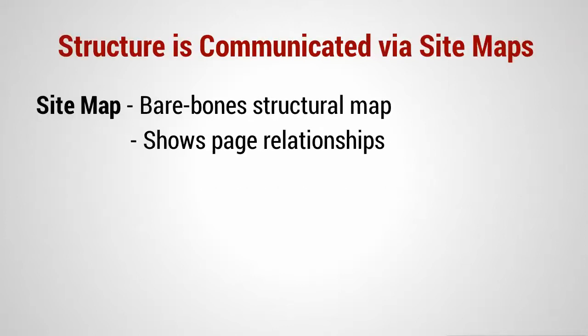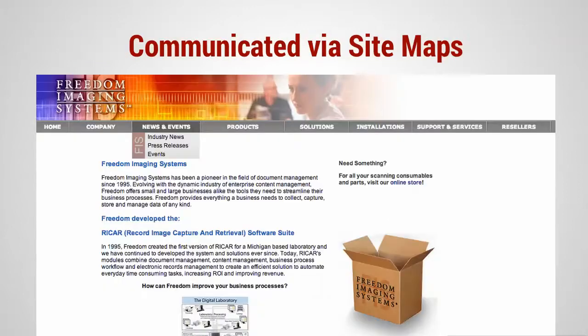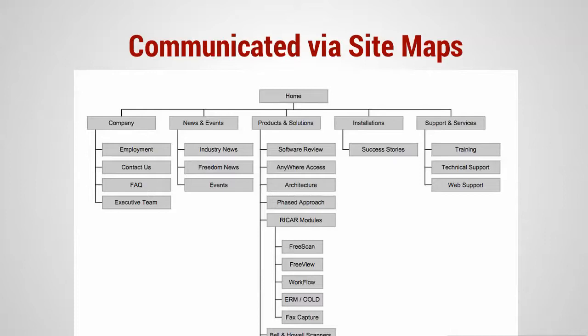Now, structure is communicated via sitemaps. So an information architect, when he or she has developed an information architecture, will show it in a sitemap. And a sitemap is the bare bones structural map that shows page relationships. So here's a very simple website. We have home, company, news and events, products. Each of these navigation elements has a drop down. So you see here that news and events has 3 subcategories: industry news, press releases, and events. And this is the sitemap of that site.